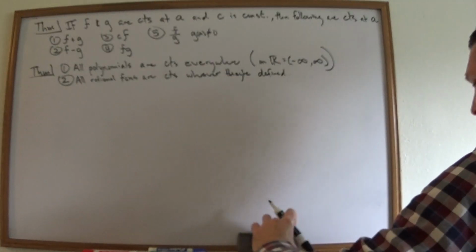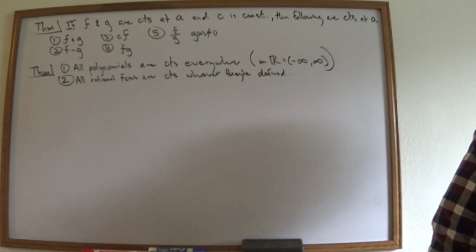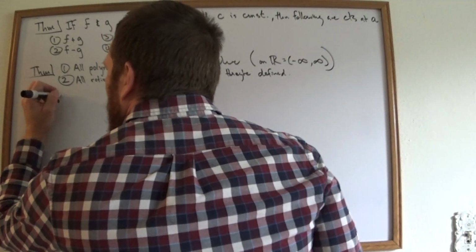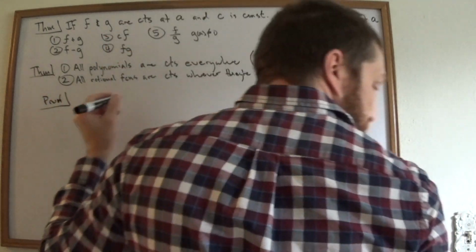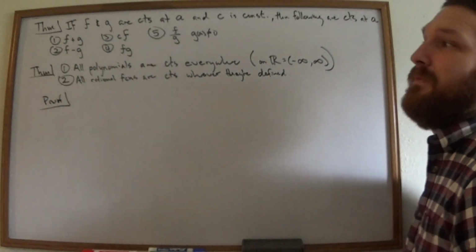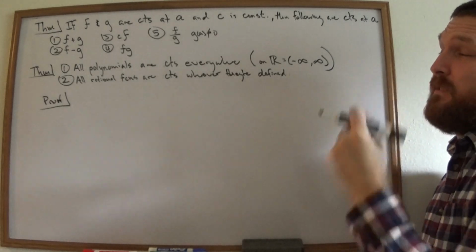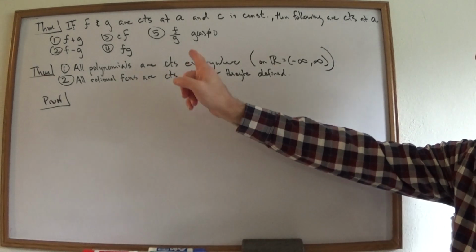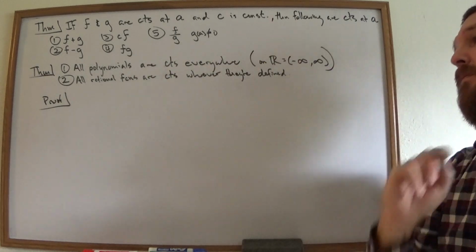And that's another thing, and why we're going to blow through this so quick: this should be obvious, really. So, okay, we're going to prove part 1. All polynomials are continuous everywhere.